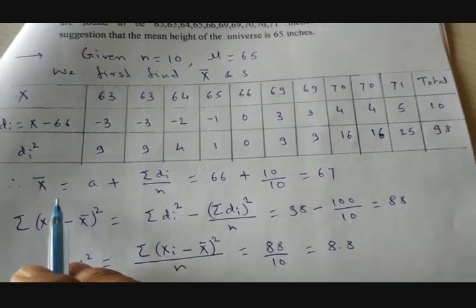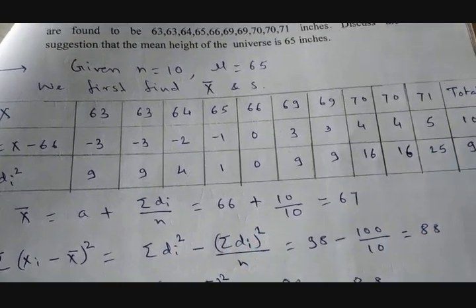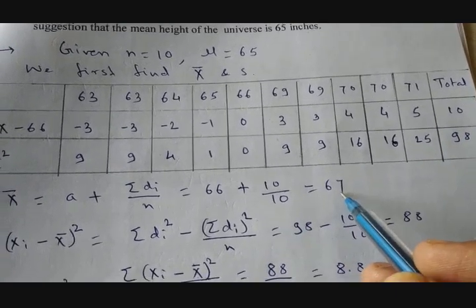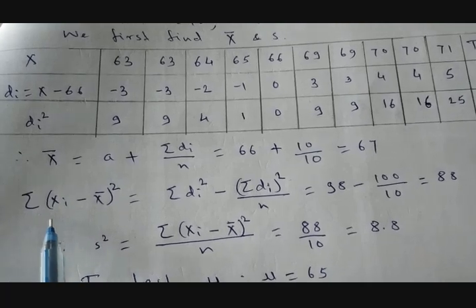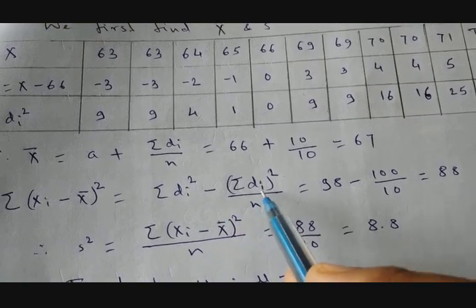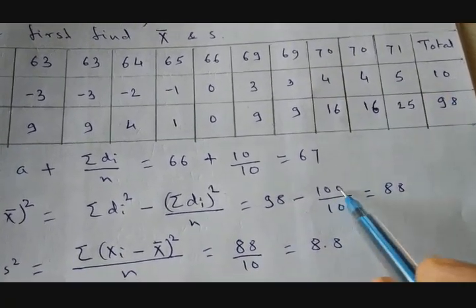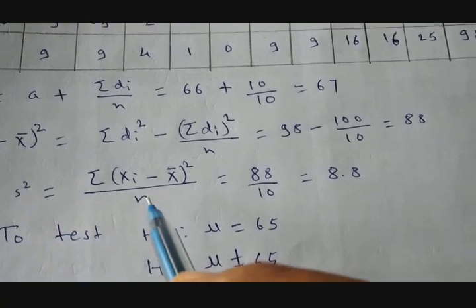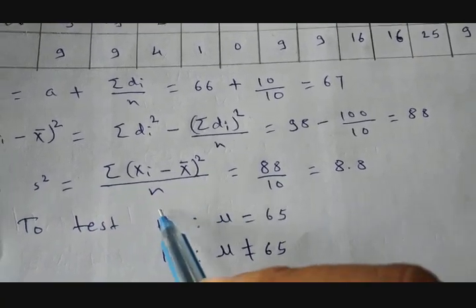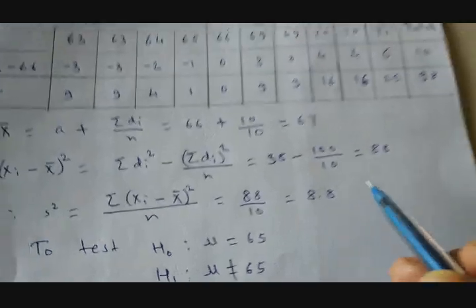Now we know this formula, x bar equal to a plus summation of di by n. So which is 66 plus summation of di is 10 divided by 10, which is 67. Now summation of xi minus x bar square is equal to summation of di square minus summation of di whole square by n. So summation of di square is 98 here minus summation of di is 10, its square 100 by 10, so which is 88. Therefore s square equal to summation of xi minus x bar square by n, and this summation is 88, so 88 by 10 equal to 8.8.